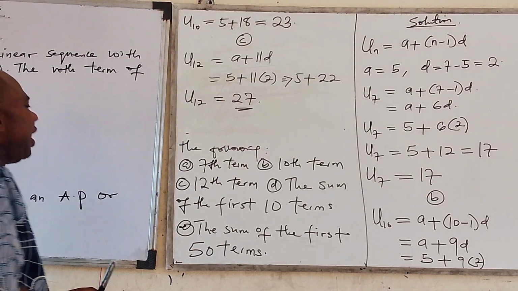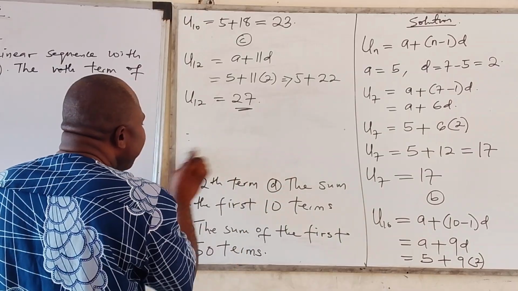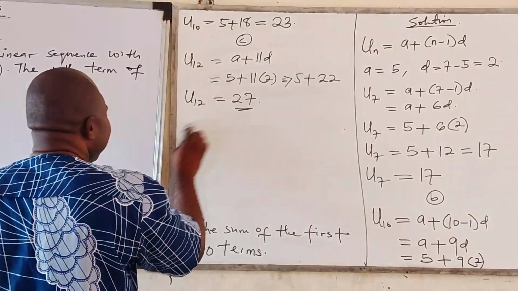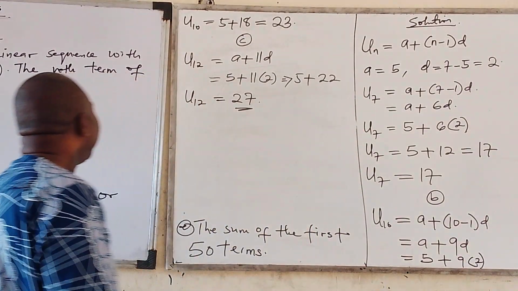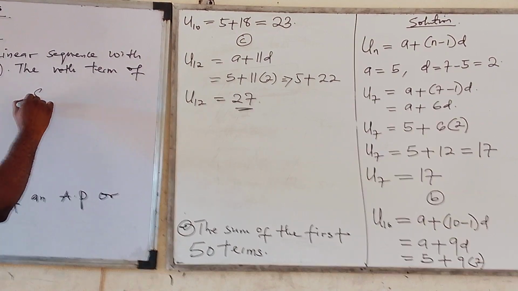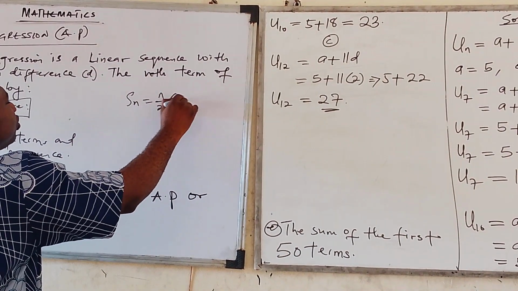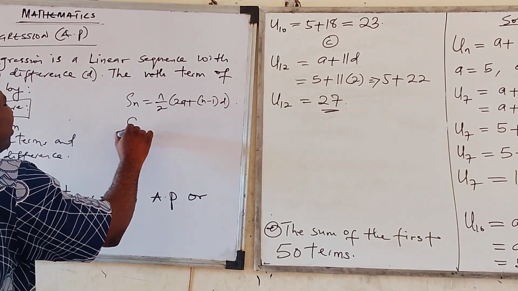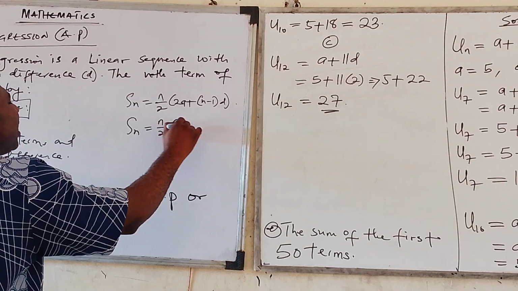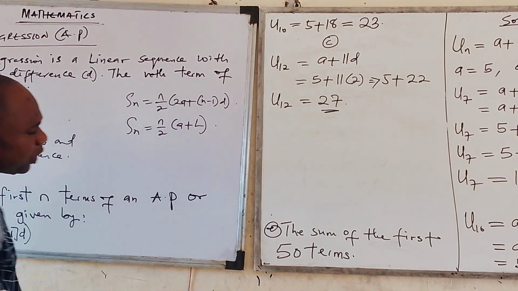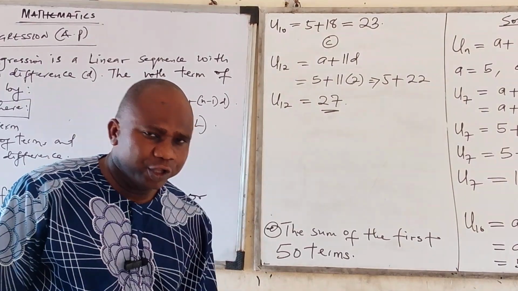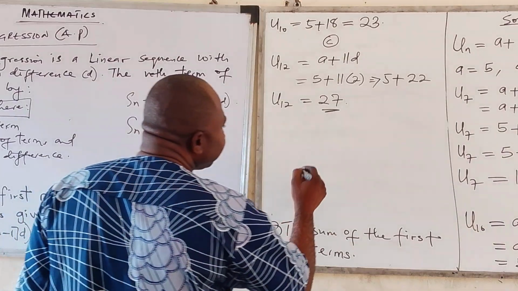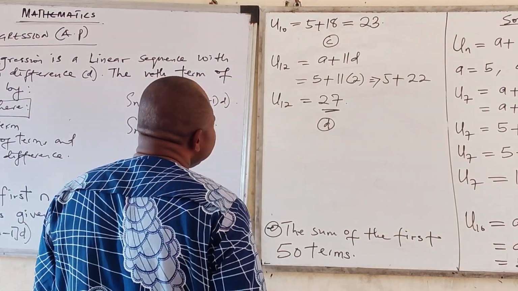Now the next question is the sum of the first 10 terms. We're going to be using the two formulas. Remember I said the first one, Sn is n over 2 times 2a plus n minus 1 times d. And the second formula is n over 2 times a plus l. These are the two formulas we're going to use to calculate the sum of the first 10 terms. That's question D.